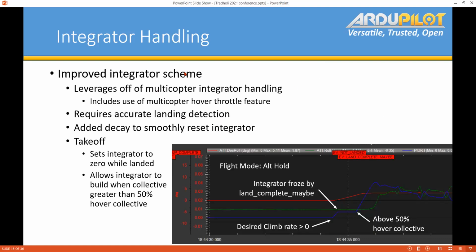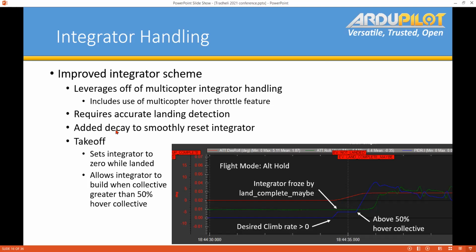So what this new, what I call an improved integrator scheme, does is, like I said, we leveraged off the multi-copter integrator handling. It includes the use of that multi-copter hover throttle feature, which now I call hover collective for helis. And again, it requires accurate landing detection.